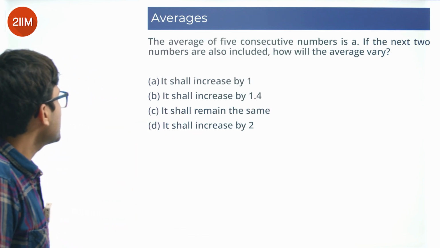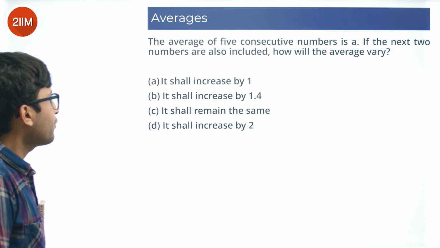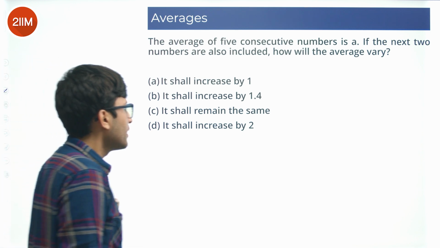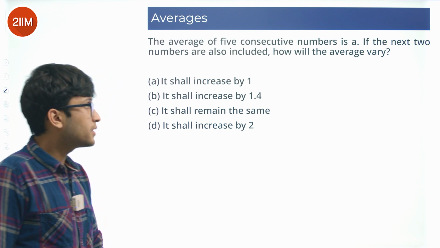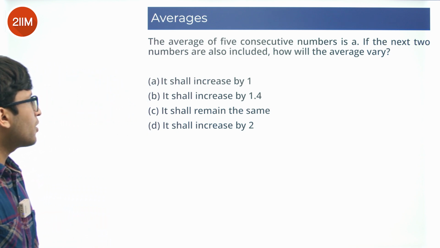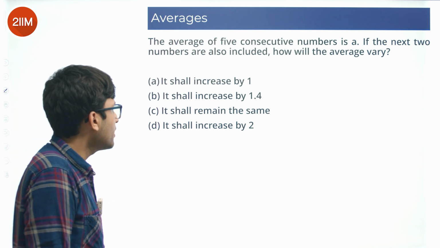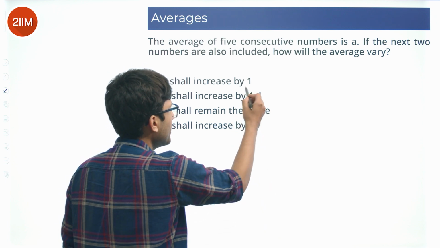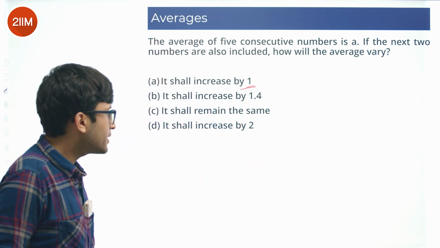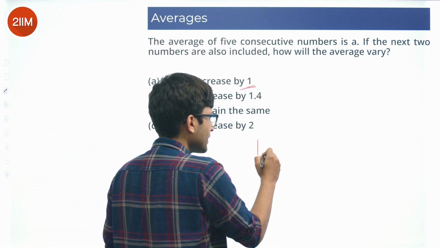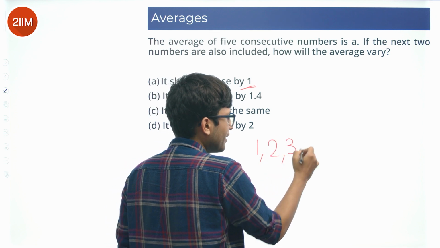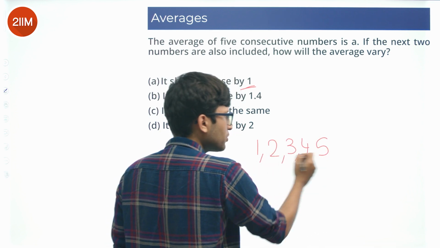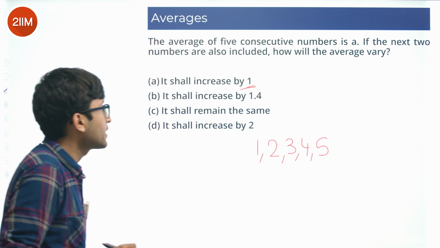Let's start. Averages. The average of 5 consecutive numbers is A. If the next 2 numbers are also included, how will the average vary? A very direct question. Okay, I know the value. It should be 1, but what we can do is let's write it down. Let's say the 5 numbers which I am having are 1, 2, 3, 4, 5, because the 5 numbers should be consecutive.